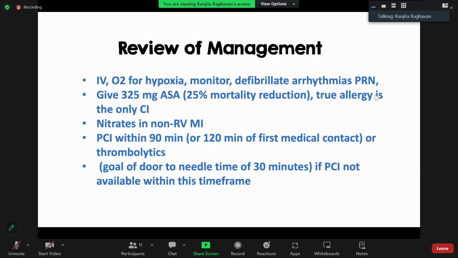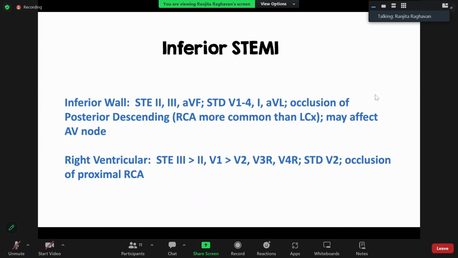And just a review of the management. I guess I should have just asked you guys that, but do you have any things that you think about for your inferior MIs, like the management that you would think of once you know that this is an MI?